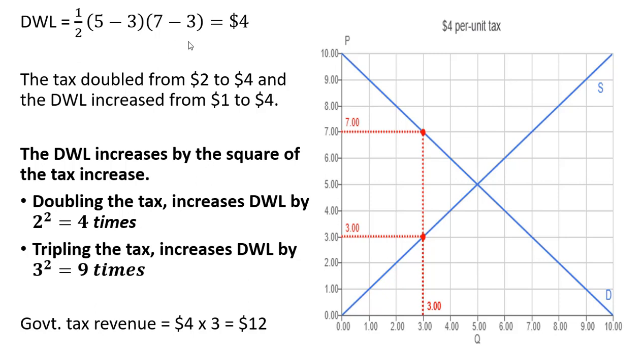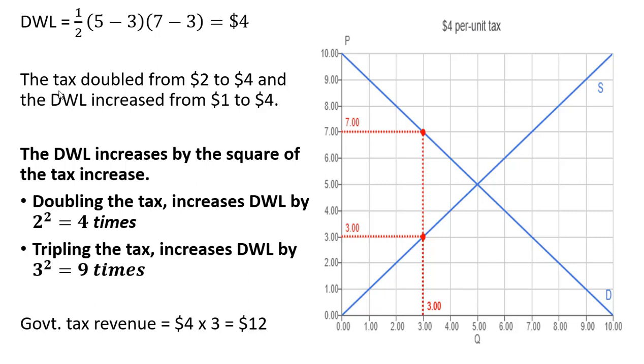So the deadweight loss here, the base of the triangle has expanded. It's now 5 minus 3, or 2 units. And the height of the triangle is 7 minus 3. So the deadweight loss is the area of this triangle. In doing the math, the deadweight loss is $4.